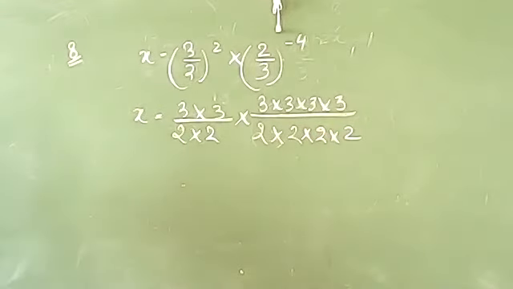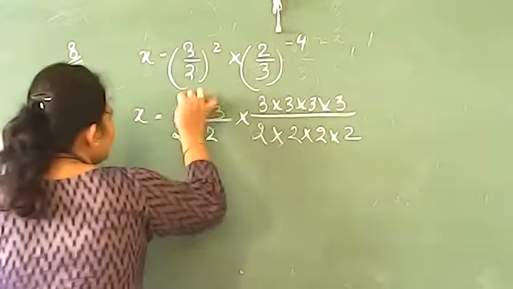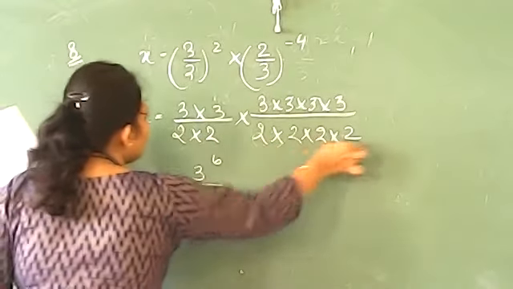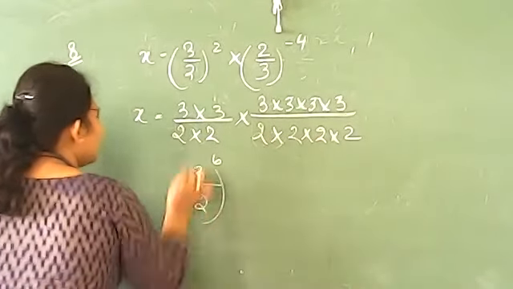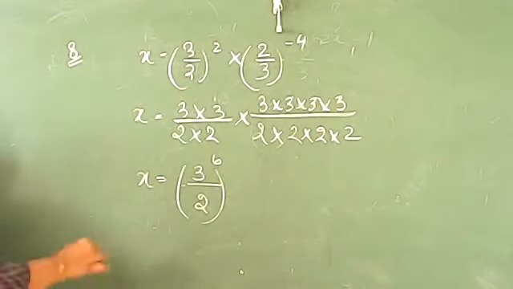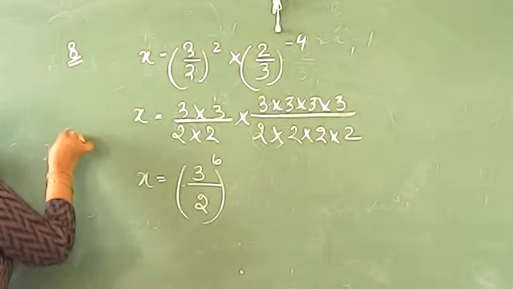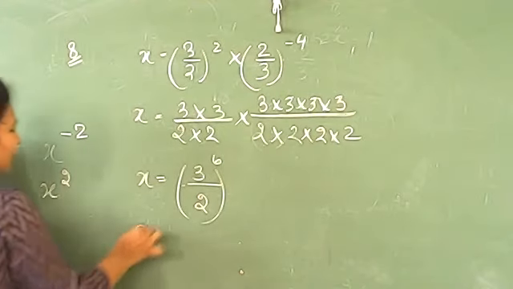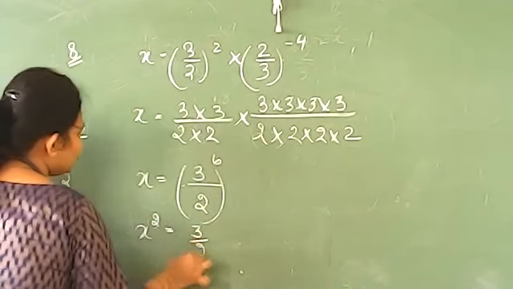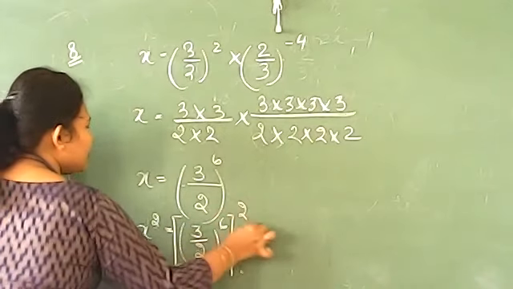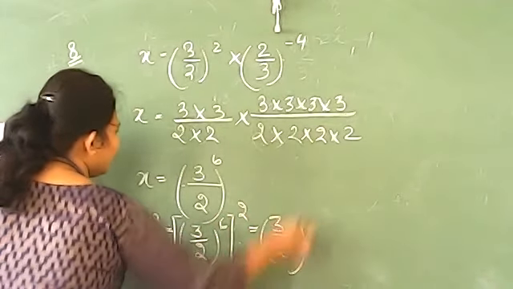Now you can see we have 3 written six times, so 3 to the power 6, and 2 to the power 6. So x is 3 by 2 to the power 6. Now this is the value of x. Now we want x to the power -2. Before that, we find x to the power 2: 3 by 2 to the power 6 gets another power 2, so it gives 3 by 2 to the power 12.